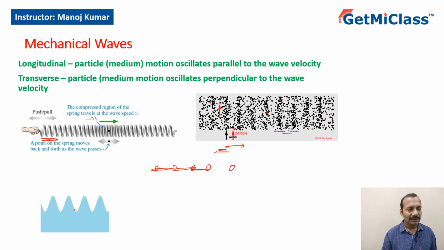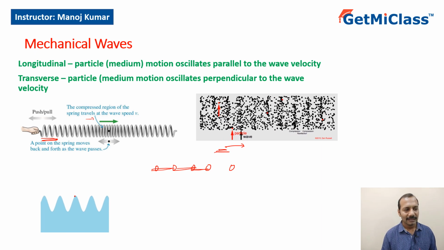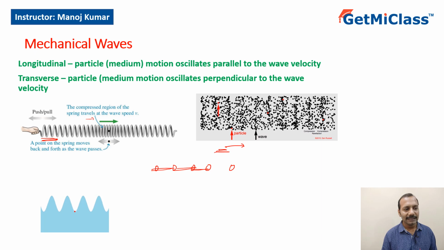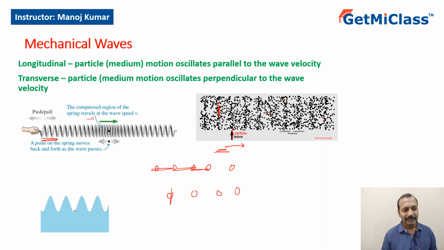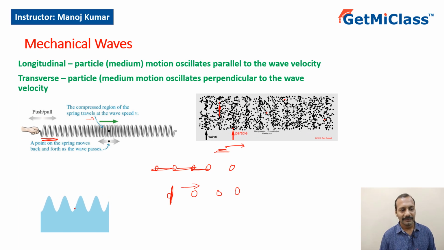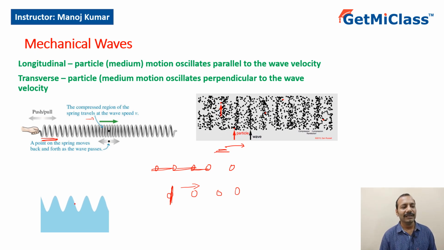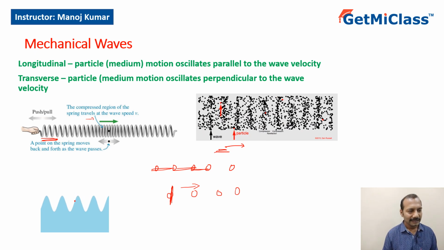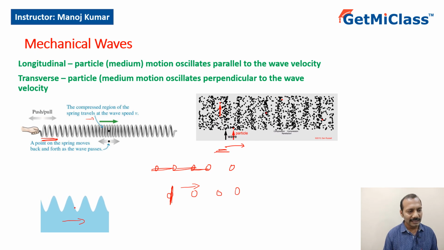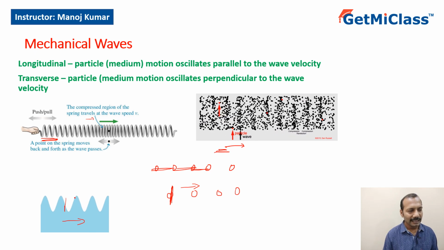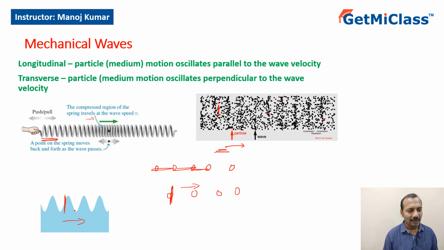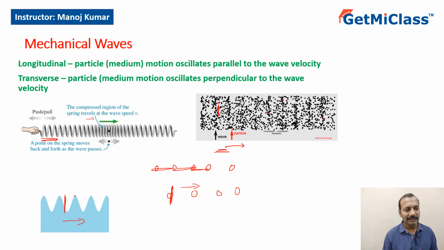So now let's come to transverse waves. In transverse waves, the medium particles, something like this, are oscillating like this and the energy is being transferred like this. So the medium particles oscillate in one direction and the transfer of energy takes place in a direction perpendicular to the motion of the particle. Here you can see the blue wave, this is the direction of transfer of energy and this is the direction of oscillation of the particle. So that is why this is a transverse wave.